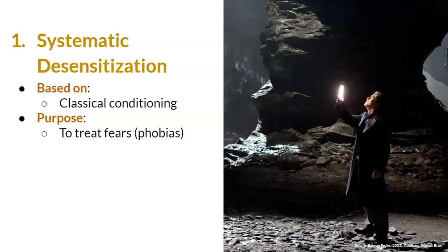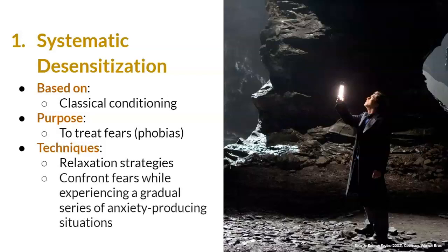In other words, the therapist wants to make the client less sensitive to a fear or phobia by using a step-by-step process. The therapist will first use relaxation strategies, such as deep breathing and meditation, to calm the client. Then the therapist will have the client confront the fear while experiencing a gradual series of anxiety-producing situations with the object of the phobia.